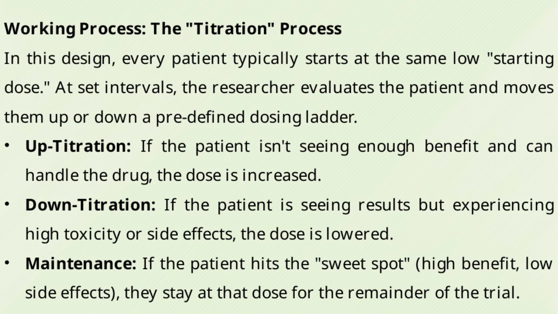Now, if a patient isn't experiencing enough benefit but can tolerate the medication, we increase the dose. This is what we call up-titration. Conversely, if a patient is seeing positive results but is also experiencing high toxicity or side effects, we lower the dose. This is down-titration. And when we find that ideal dose, what we call the sweet spot, where the patient gets maximum benefit with minimal side effects, they stay at that dose for the rest of the trial.